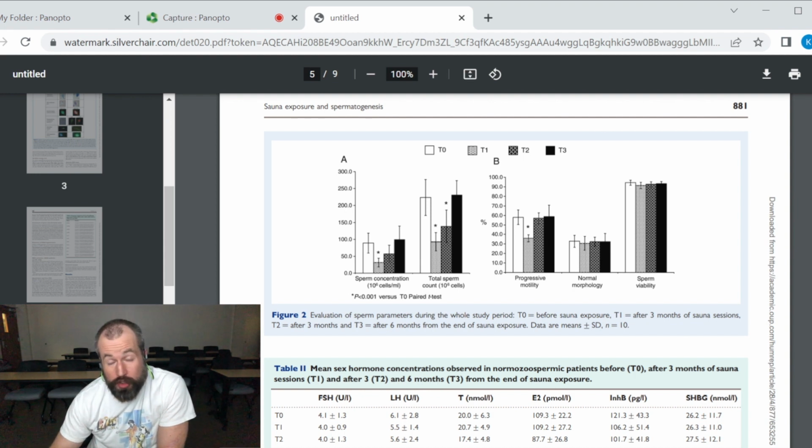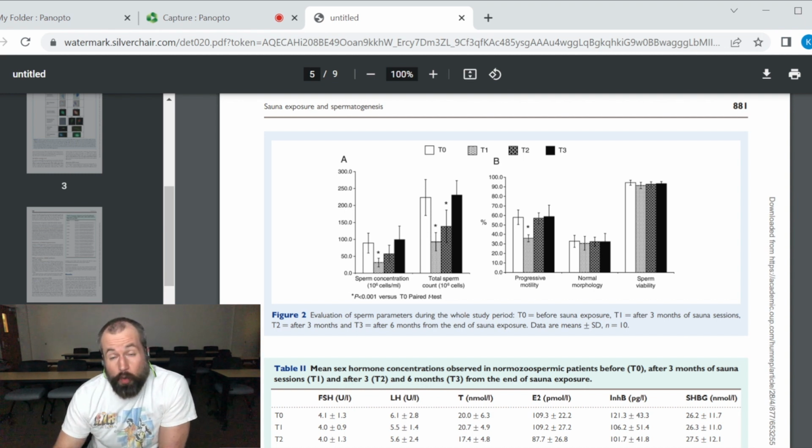But what we do know is just twice a week is going to kill off 75% of your sperm, and it's not going to come back until 6 months later, okay? So you have some sort of testicular impairment that's semi-chronic, chronic. It's going to last more than 3 months after you quit using sauna.